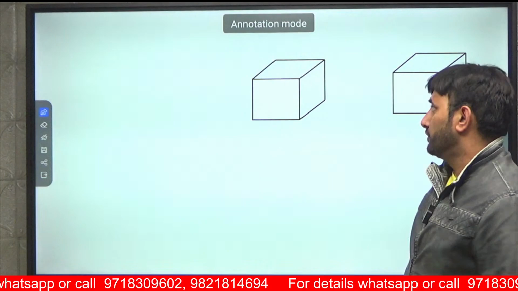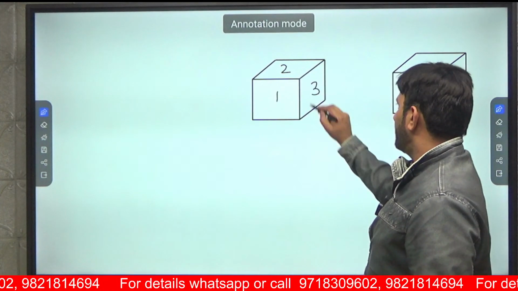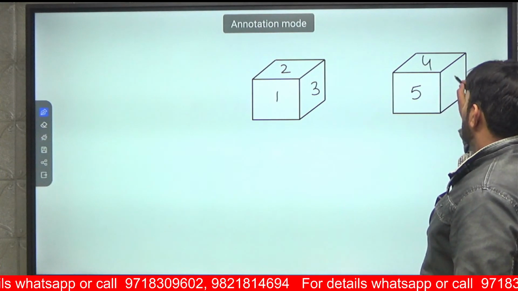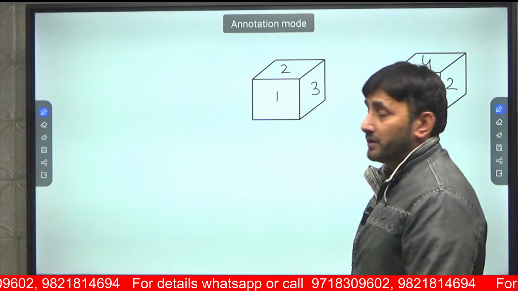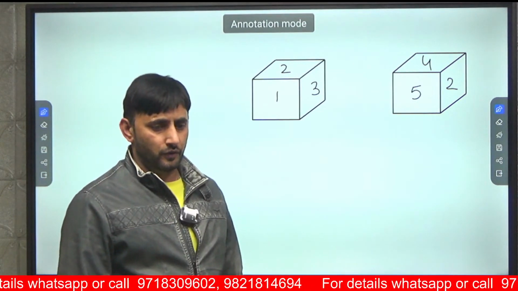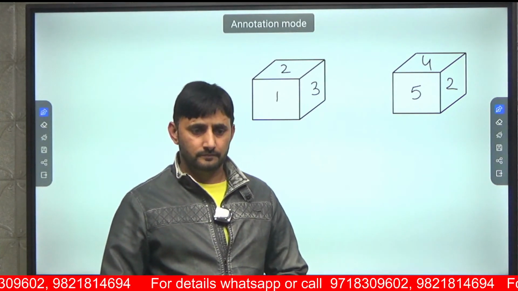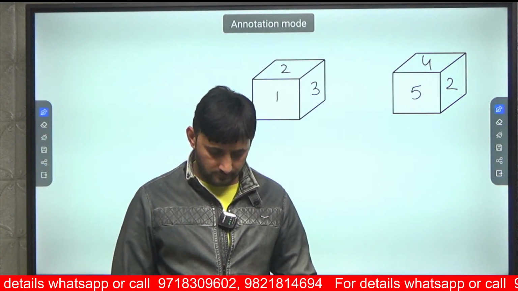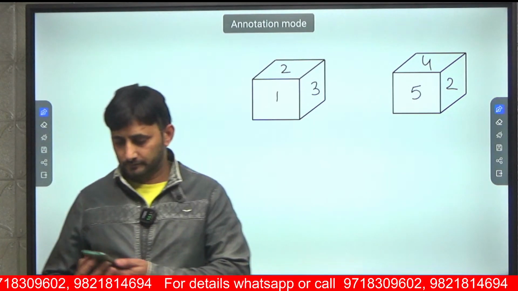Following are the 2 different views of a die. 1, 2, 3. This is 5, 4, 2. You have to tell me which number will be opposite to 4. Please attempt this question. Which number is opposite to 4?